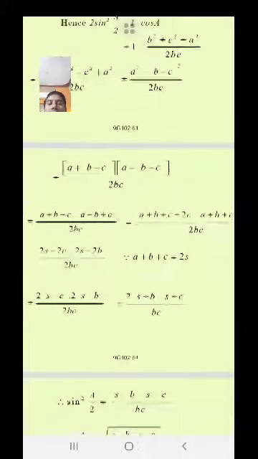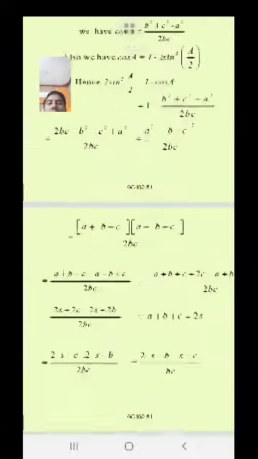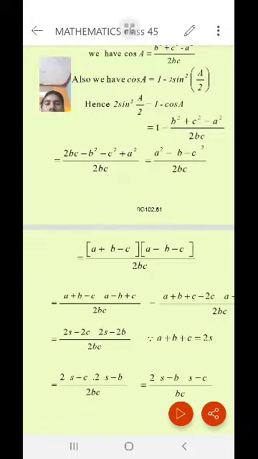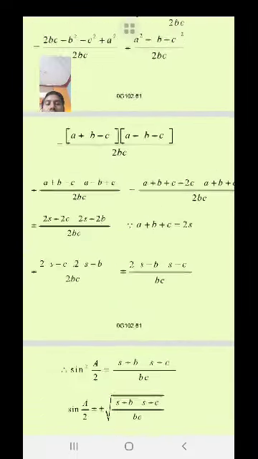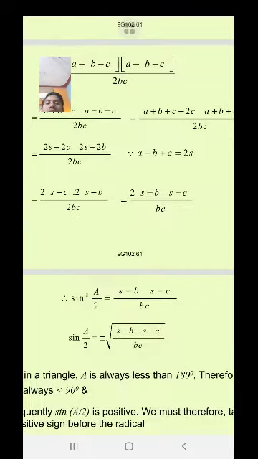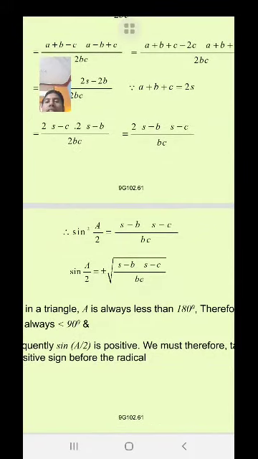So now this is 2 sin square A by 2 equals 2 into (s minus b) into (s minus c) by bc. So on both sides we have 2, so the 2 gets cancelled, therefore the remaining is sin square A by 2 equals (s minus b) into (s minus c) by bc.